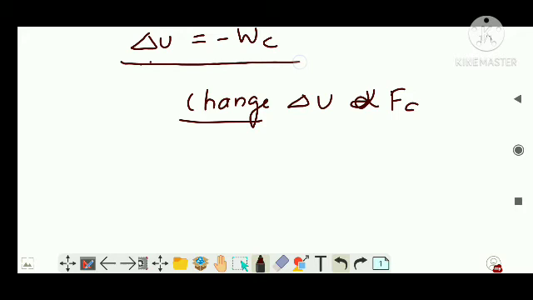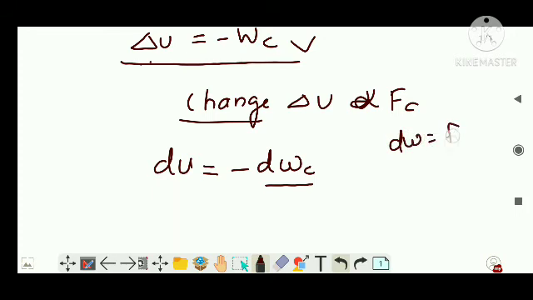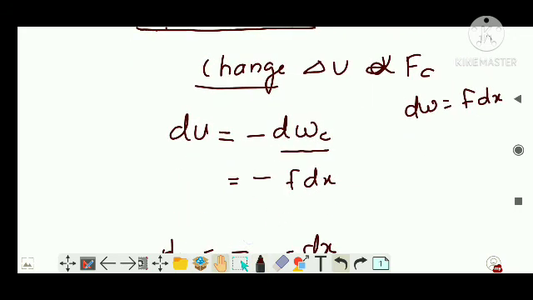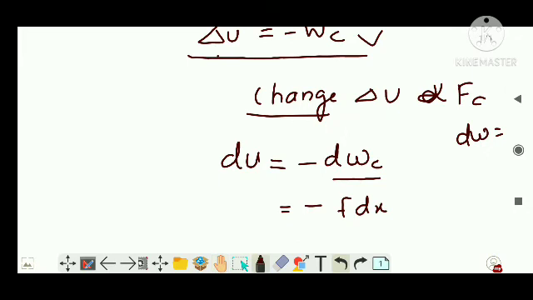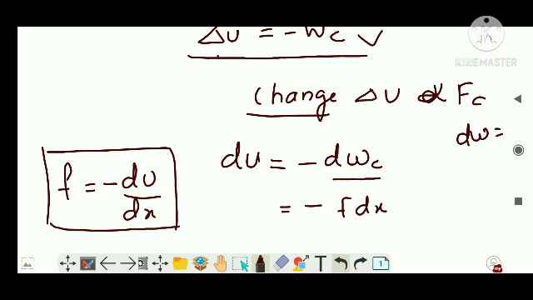See, this delta U, if you are asked for a small potential energy change, you will write it as dU, then this becomes minus dW_C. Now what is dW_C, the very small work done? It is equal to force into a small displacement. So here I can write minus F dx. So dU is equal to minus F dx, or I can write F is equal to minus dU by dx. This is the relationship between force and change in potential energy. That is, a small change in potential energy with respect to a small change in displacement gives you the force. This much is clear, right?